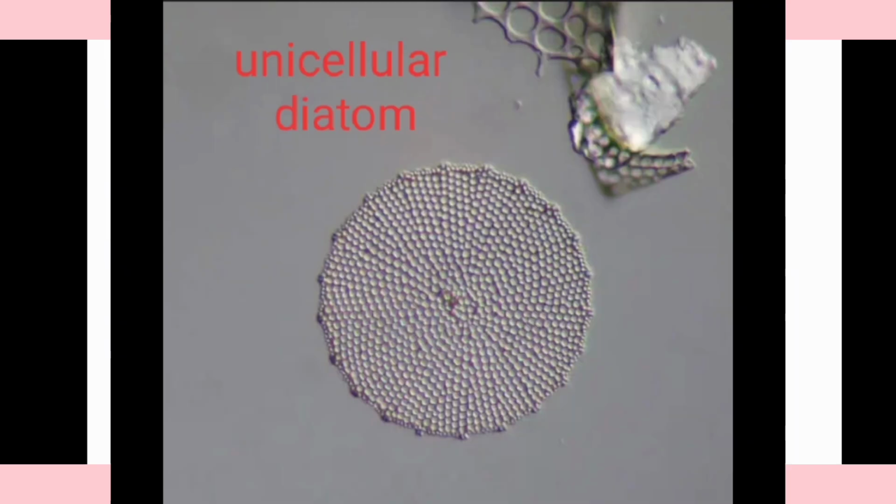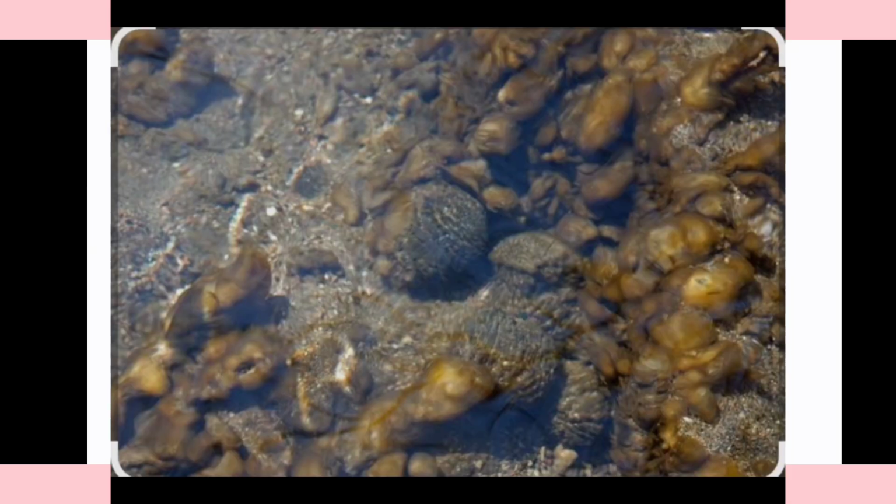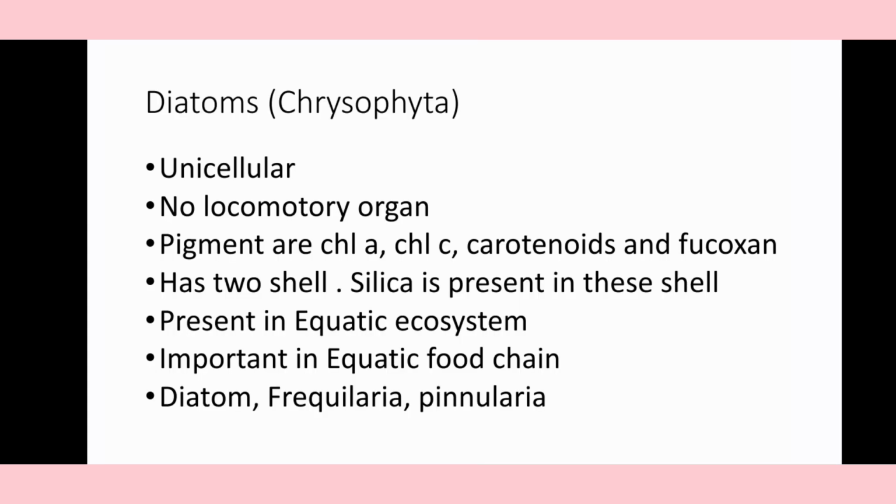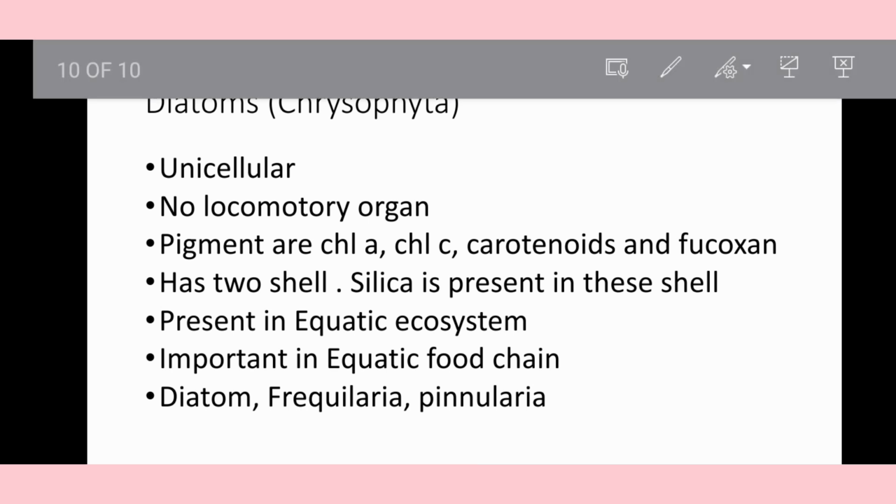Diatom. The scientific name of diatom is Chrysophyta. First point is diatoms are unicellular. Unicellular means they consist of only a single cell.